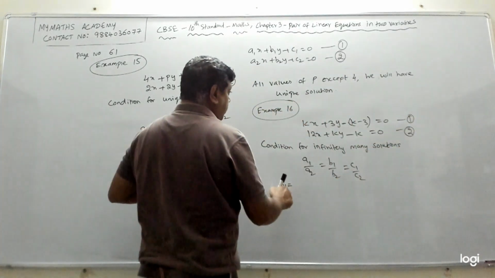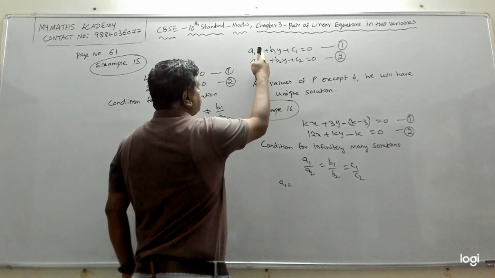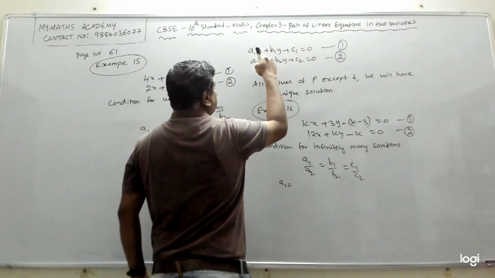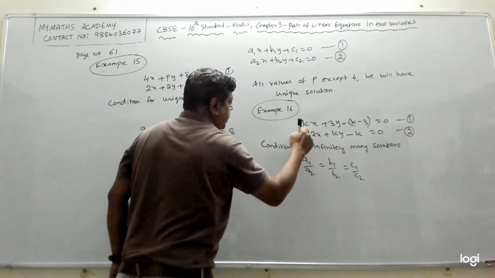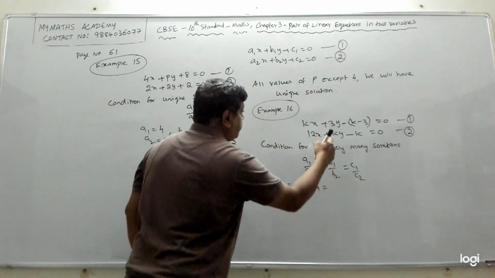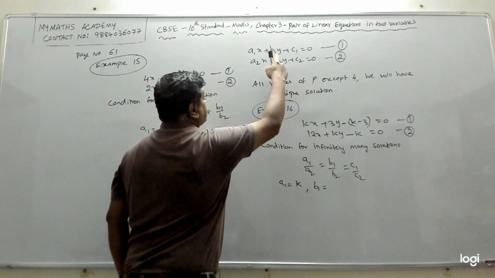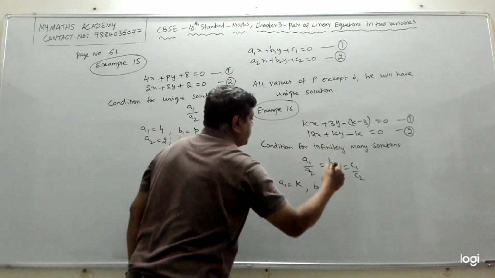What is the value of a1? a1 is the coefficient of x in the first equation. What is before x? k. So a1 is k. What is b1? b1 is the coefficient of y in the first equation. Compare this. b1 is 3.